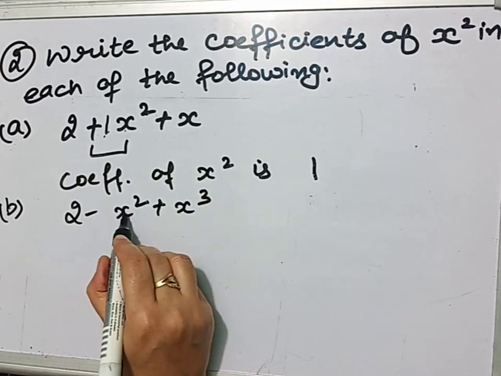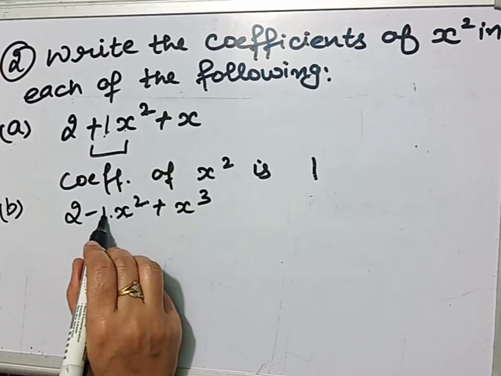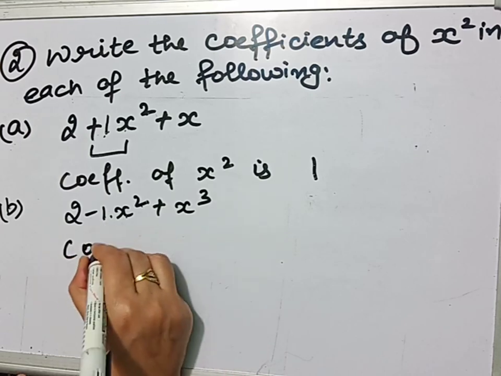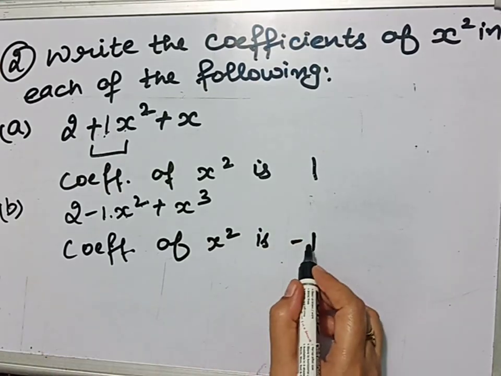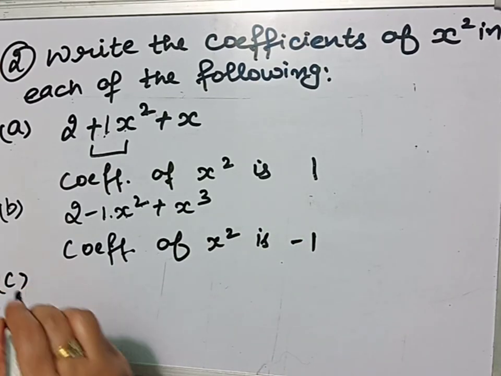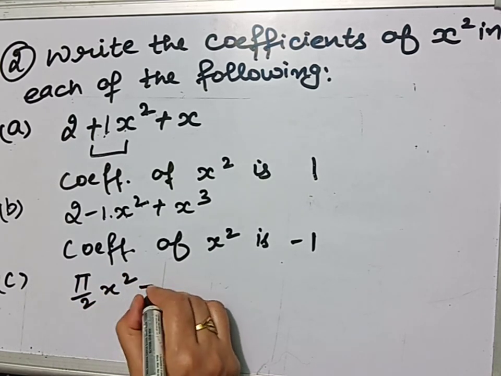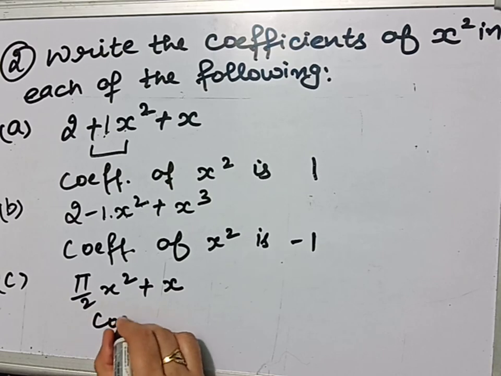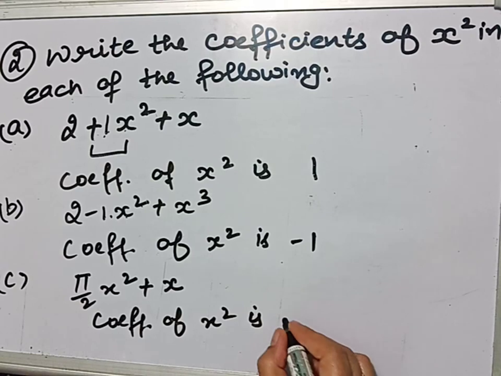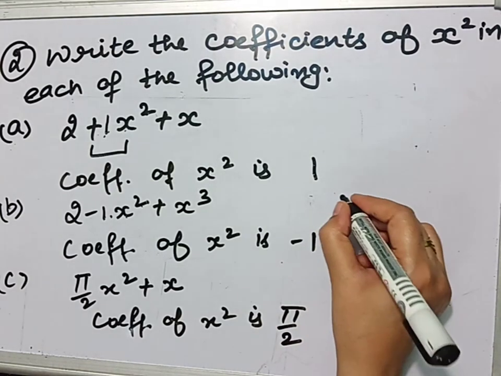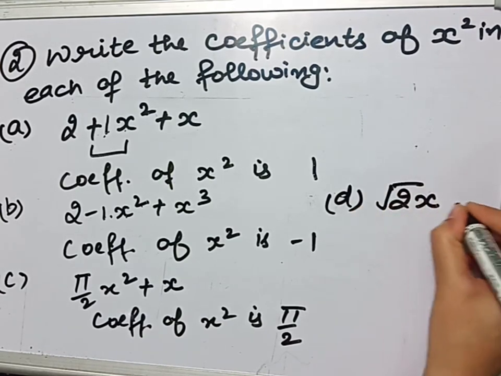Now here again you can write 1 into. So now coefficient of x square is minus 1. Here you can write, sign of the number is minus 1. You have to write. C part is pi by 2 x square plus x. Now coefficient of x square is pi by 2. And D part is root 2x minus 1.